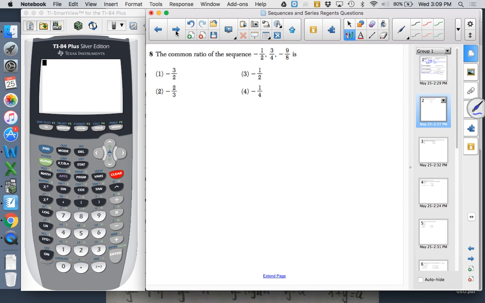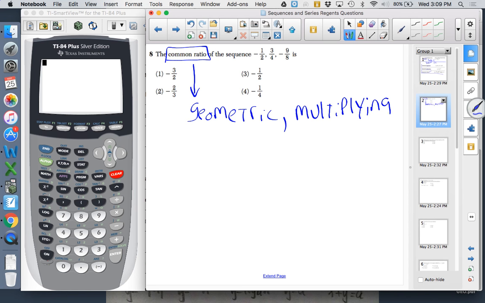What is the common ratio of the sequence 1/2, 3/4, negative 9/8? Well, a really important word in this statement is ratio, common ratio. Whenever you see common ratio, that means we're talking geometric, and that means we're going to be multiplying. And here's the thing, if you're not sure how you're multiplying, because it's not that easy to see, what are you multiplying 1/2 by? I start at negative 1/2, I multiply by something, and it's going to give me 3/4.